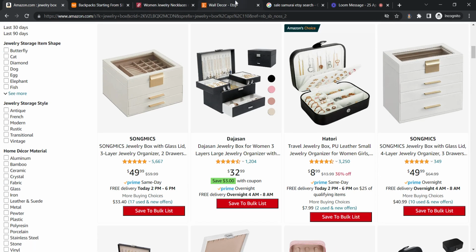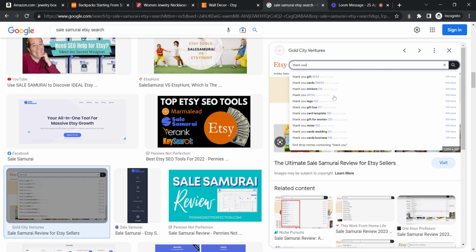Something I like to use for Etsy in particular is this thing called Sale Samurai. Once you download this extension, your search on Etsy will look like this. You're going to look for anything with over 3,000 search volume, and you can find products pretty easily that will sell on Etsy, because this tells you how many people are searching for a thank you gift or a thank you card. It's like 26,000 people. You can sell to one of them, and you just have to land your products on the first page to sell on Etsy.